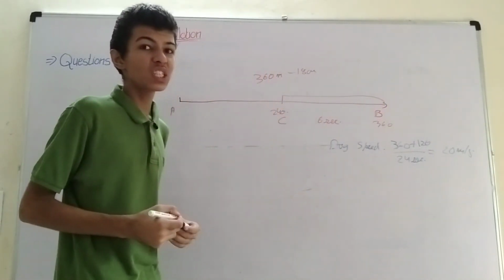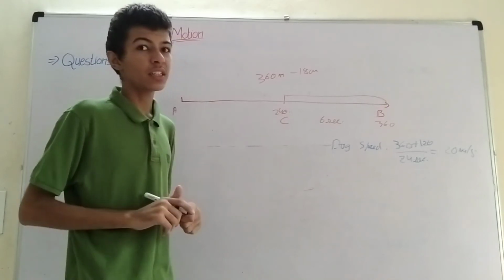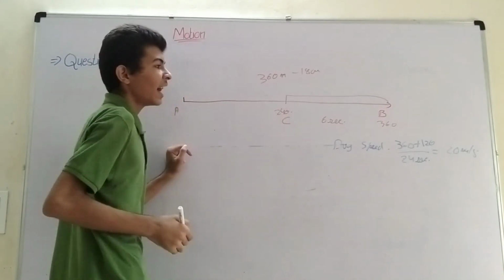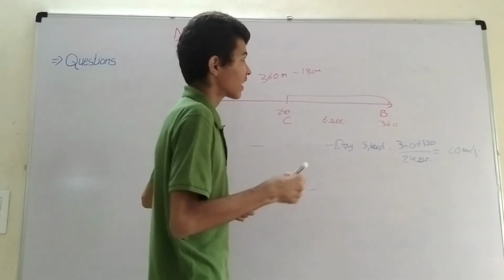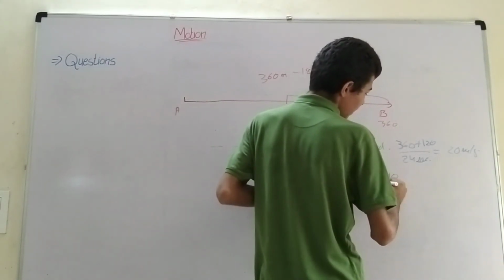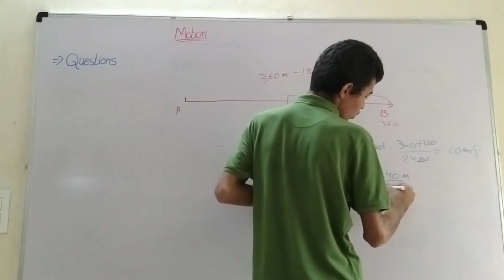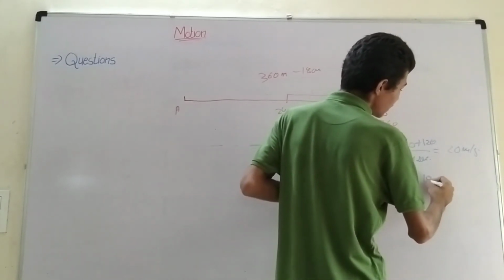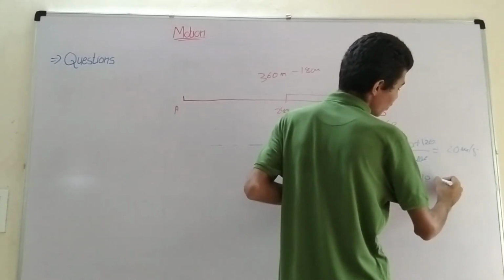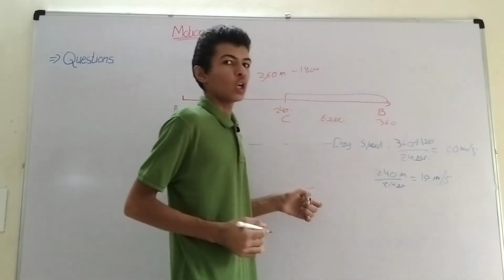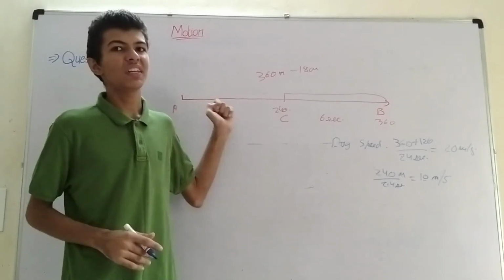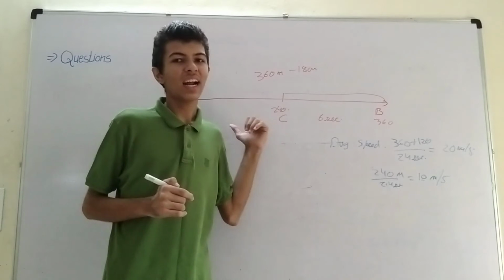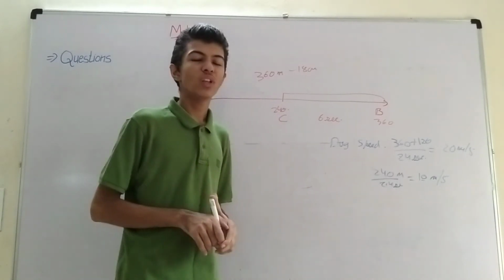But now the average velocity would be changed because now the displacement is only 240 meters and it takes about 24 seconds. That is 240 meters and it takes 24 seconds. So now the average velocity would be 10 meter per second. So these were the changes in the speeds and the displacements when the body was moving from A to B and B to C. So let's move to the next question.